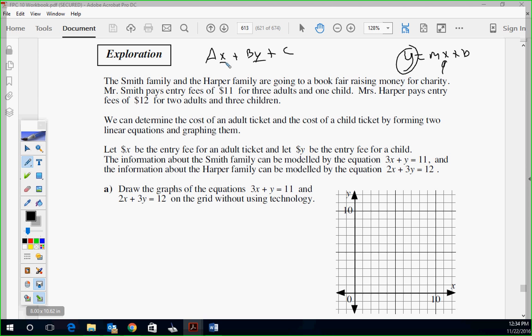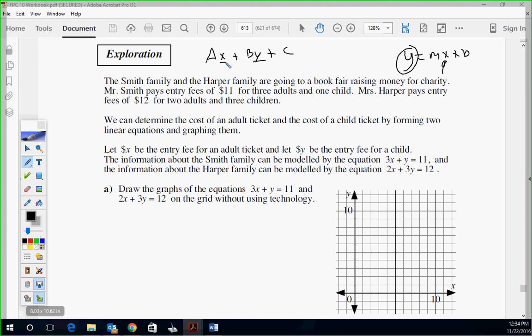So it says draw the graphs of the equations 3x plus y equals 11 and 2x plus 3y equals 12 on the grid without using technology. It is hard to graph these as they are, but we can still solve for y and still graph it like I said. Even though it's not independent versus dependent, we're going to solve for y to figure out what we just did over there on the warm-up: the y-intercept and the slope. This is not friendly to graph. Do you guys understand that? So we're going to make it friendly.